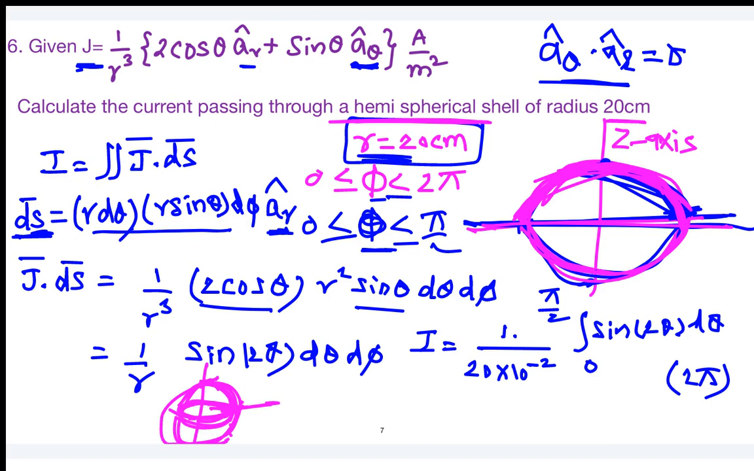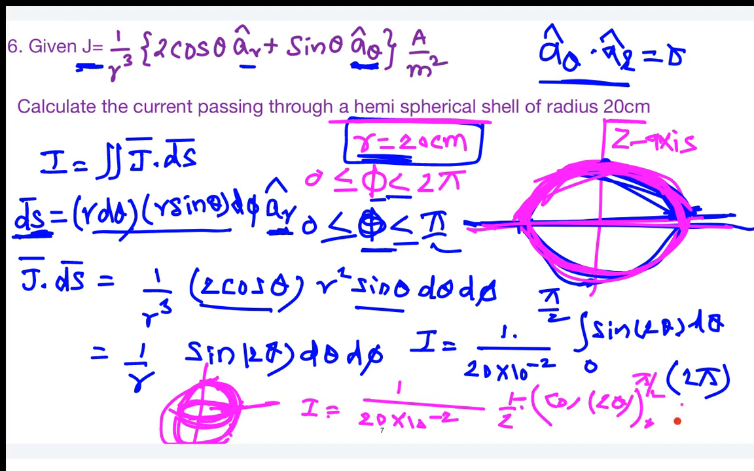Anybody done? What is the answer here? Integration. So I is equal to 1 by 20 into 10 power minus 2. So integration of sine 2 theta will be 1 by 2 into cos 2 theta, right? Of course, this is minus from 0 to pi by 2 into 2 pi. You can simplify that. So 10 pi, or is it minus 10 pi? Cross check that.